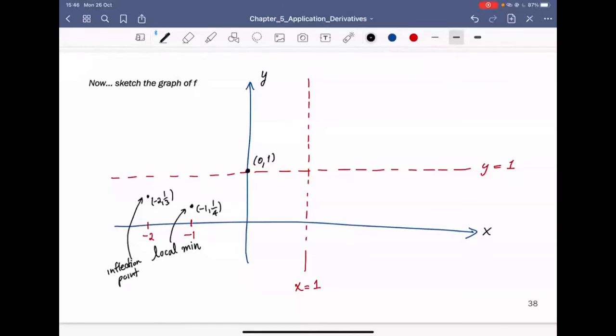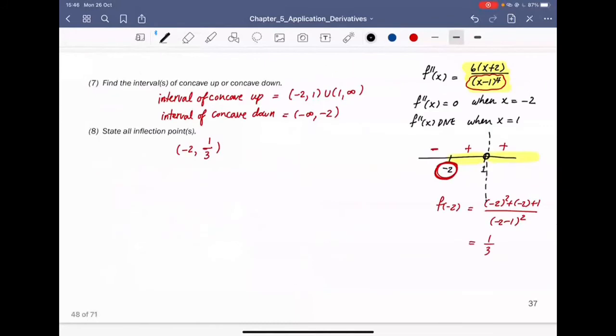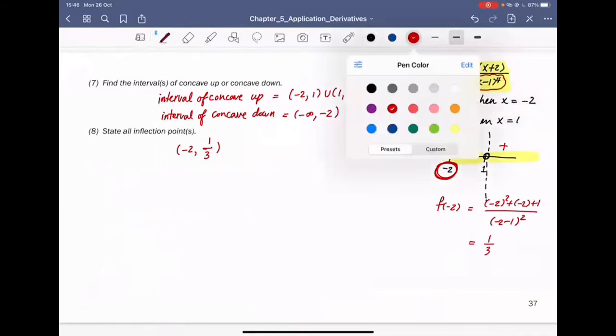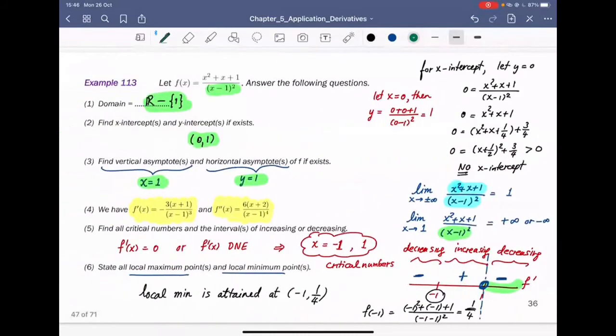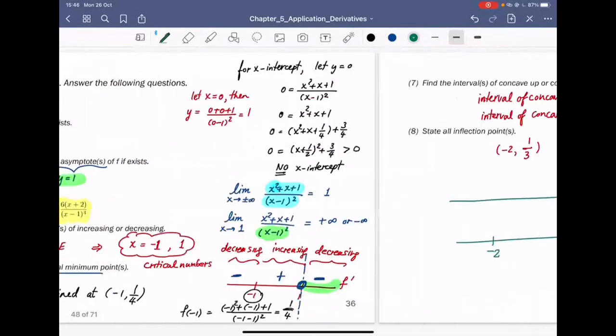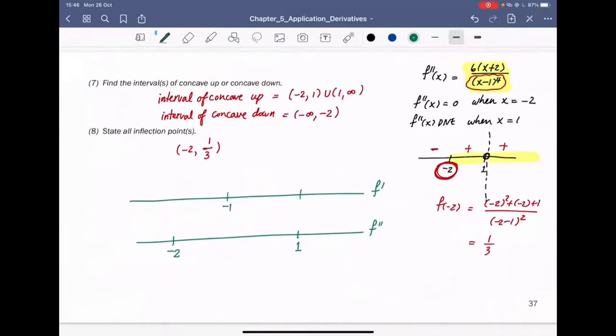All right, now let's combine everything together. I'm going to use the green pen here. F prime, F double prime. Let's start with F double prime. I have 1 here, -2 here. And then for F prime, you're going to have -1 and 1. So -1 here, 1 here.